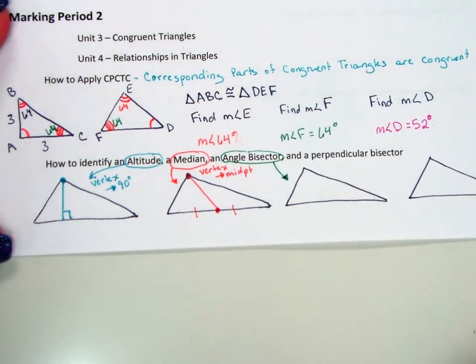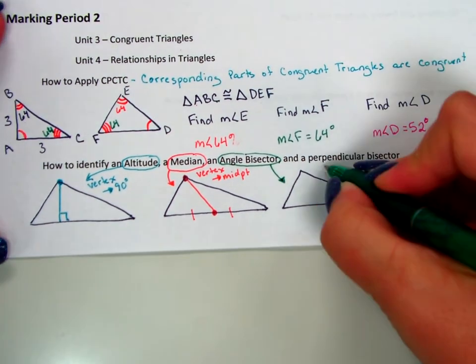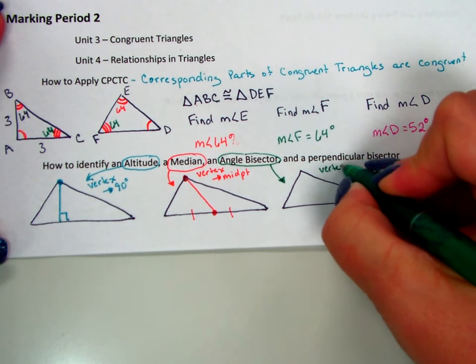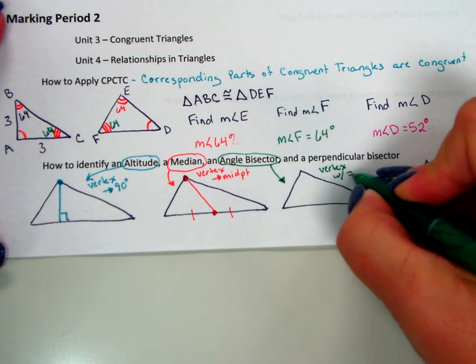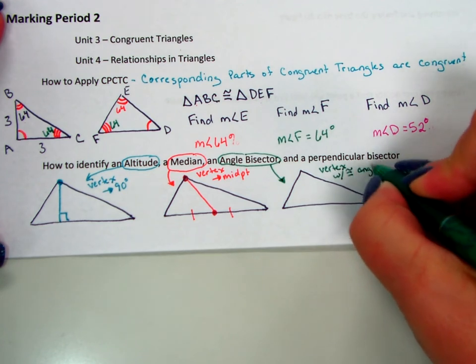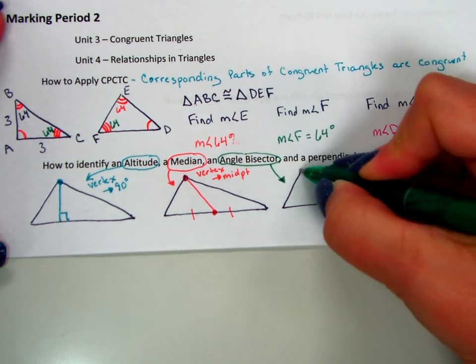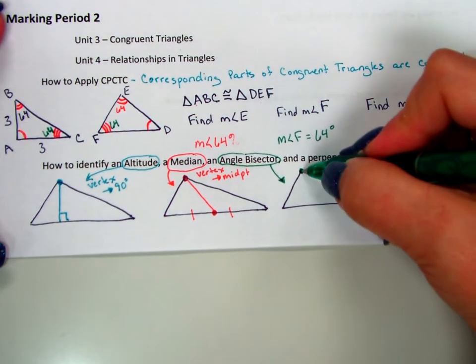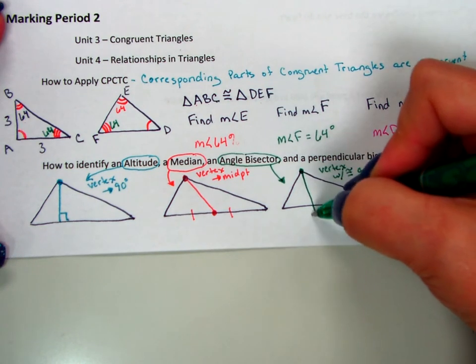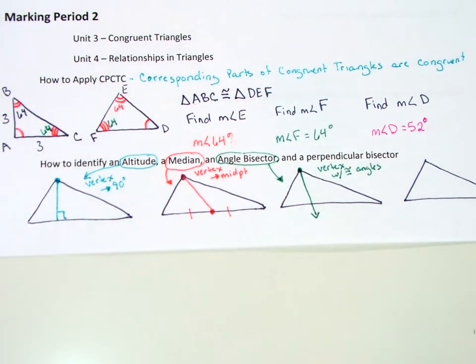Angle bisector, I'm going to do in green, and I'm going to put it on this one. An angle bisector has to start at a vertex, and I have to see congruent angles. So I have to leave this vertex or any of the vertices, and when I do, I have to take that whole angle and I have to divide it in half.